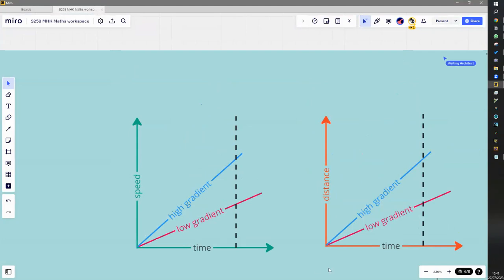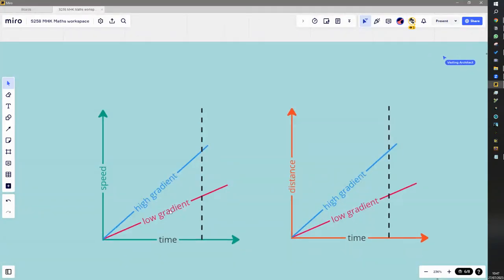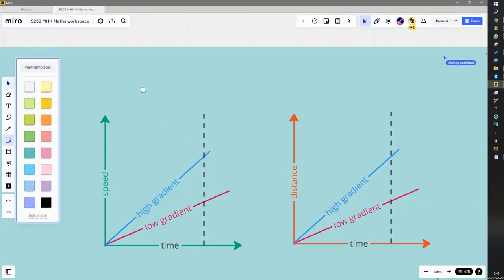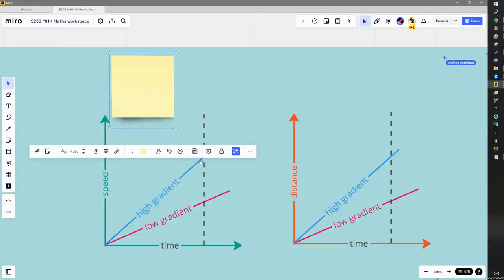This is a speed time graph, and over on the right, this is a distance time graph. We've got the blue lines in both cases are high gradient, and the pink lines are low gradient. Now let's compare what would happen at this dotted line. They both reached different speeds at the same time. But we can say the blue line has reached a higher speed in the same amount of time.